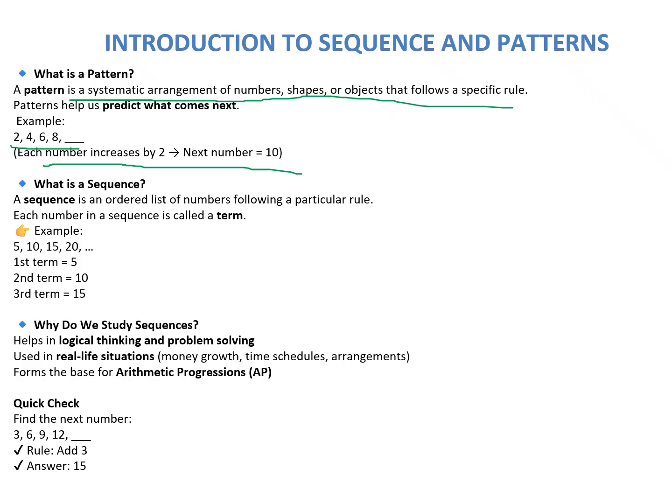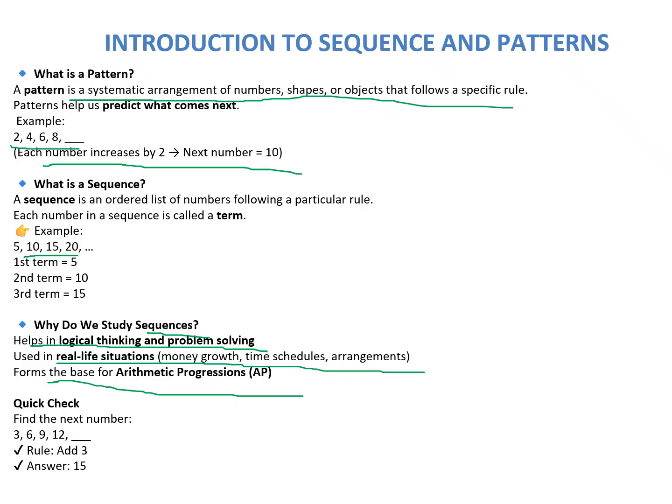What is a sequence? A sequence is an ordered list of numbers following a particular rule. For example, let's say we have 5, 10, 15, and we know that these are multiples of 5. So we can predict the next term here. The basic question arises: why do we study sequences? Sequences help in logical thinking and problem solving, and are used in real life situations like money growth, time schedules, arrangements, etc. And this forms the base for arithmetic progression.